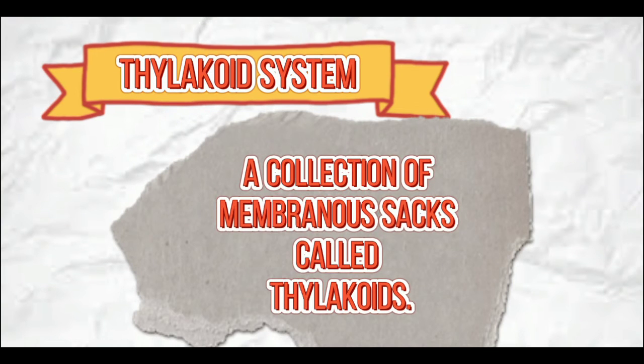Thylakoid system, a collection of membranous cells called thylakoids. The chlorophyll is found in the thylakoids and is the site for the process of light reaction of photosynthesis to happen. The thylakoids are arranged in stacks known as grana. Each granum contains around 10 to 20 thylakoids.